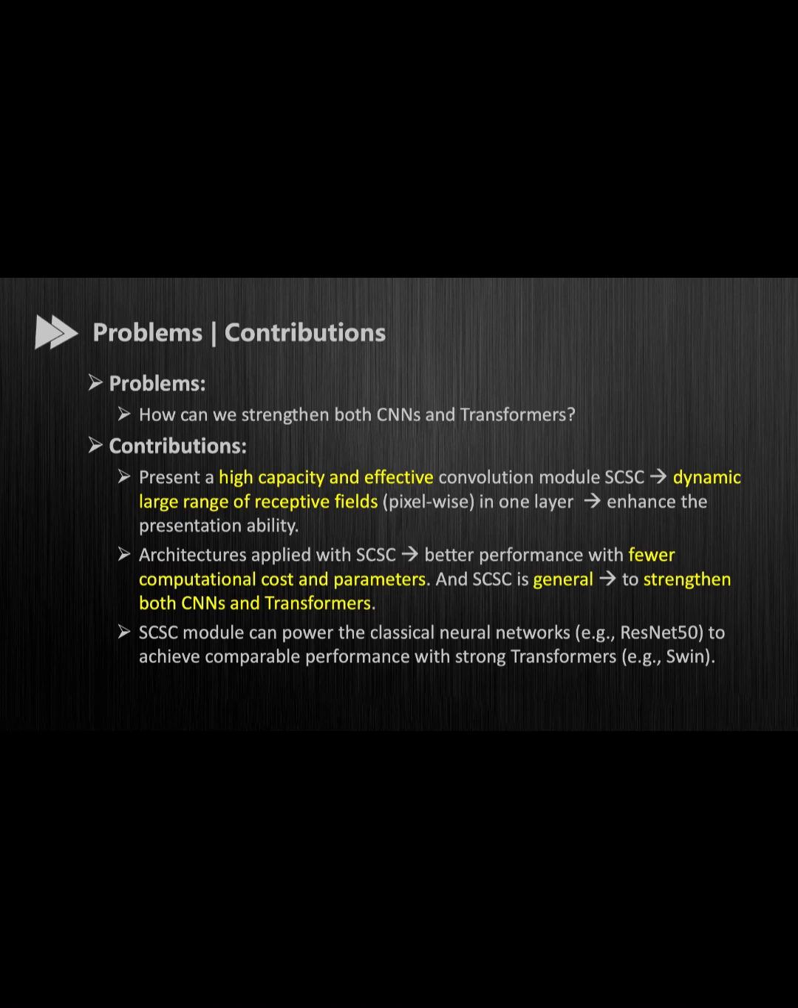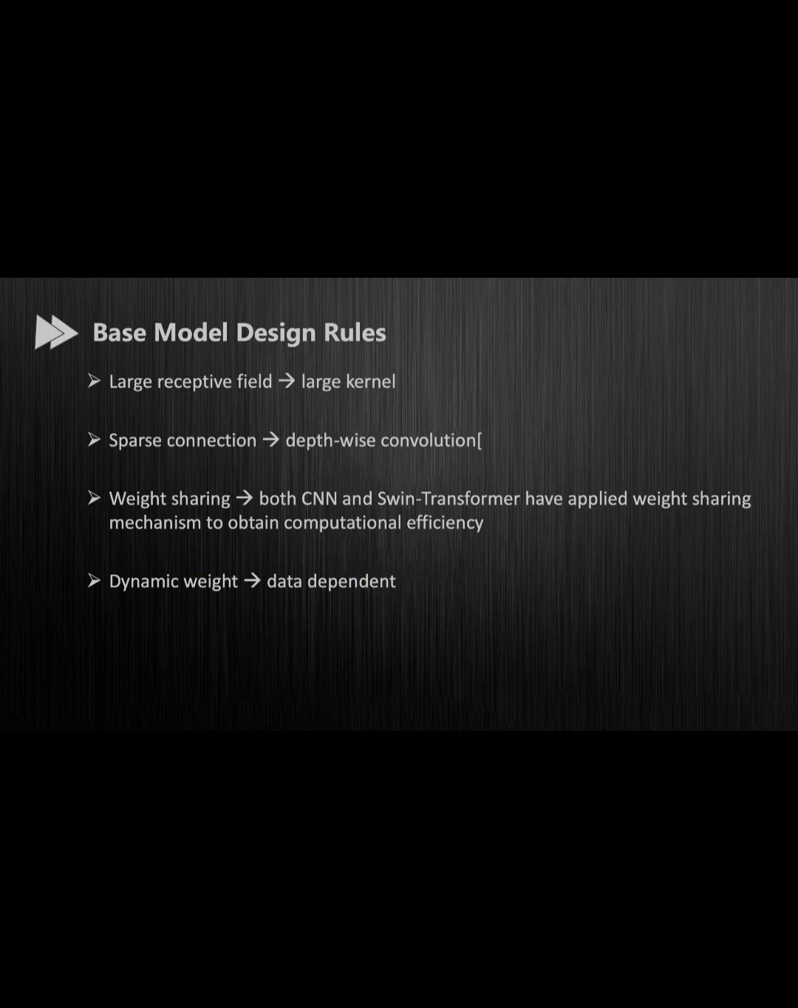Second, architectures applied with SCSC can obtain better performance with fewer computational cost and parameters. Furthermore, SCSC is a general module and can be applied to strengthen both CNNs and transformers. Third, SCSC module can power the classical neural networks, for example ResNet 50, to achieve comparable performance with strong transformers, for example SWIN.